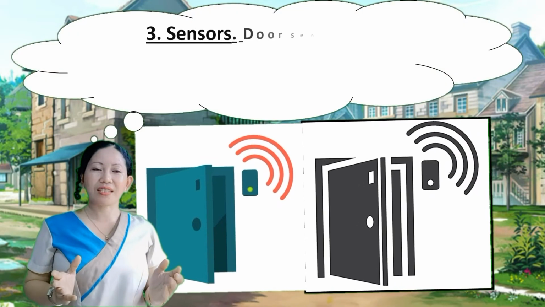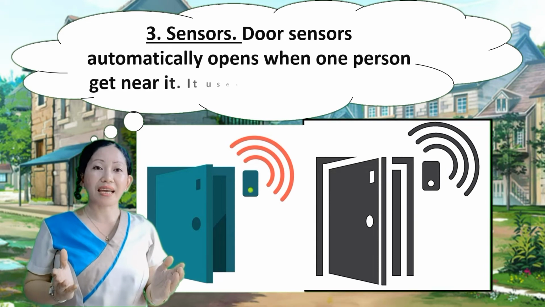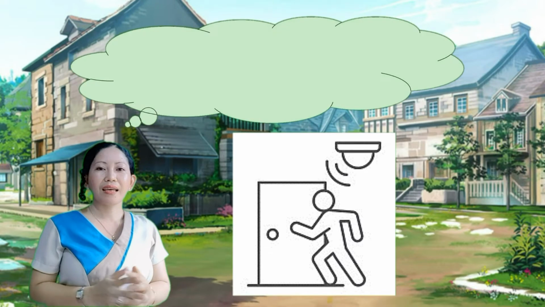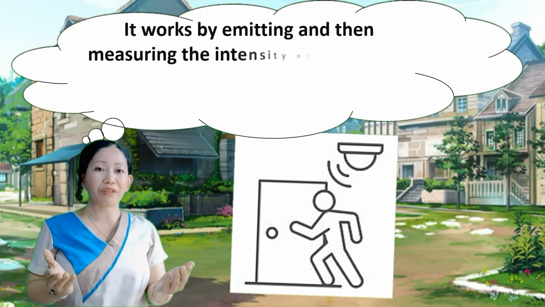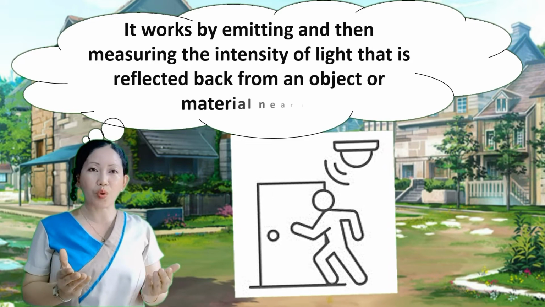Number 3, sensors. Door sensors automatically open when one person gets near it. It uses infrared rays or IR. It works by emitting and then measuring the intensity of light that is reflected back from an object or material near it.